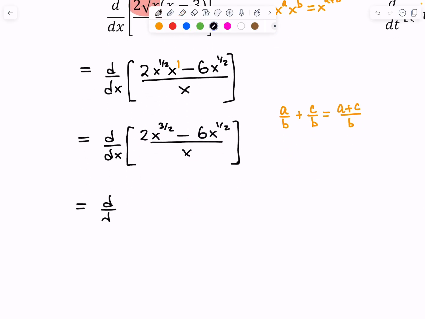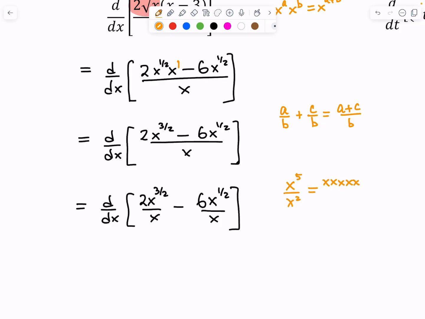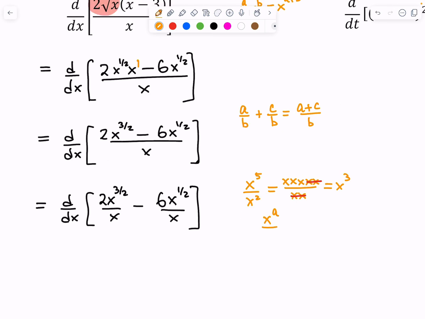So that gives me the derivative of 2x to the 3 halves over x, and then minus 6x to the 1/2 over x. Now another rule of exponents. If you have something like x to the 5th divided by x squared, it's like having 5 x's multiplied divided by 2 x's multiplied. You get cancellation of 2 of the x's and 2 of the x's, leaving x cubed. In other words, if you have x to the a divided by x to the b, you can combine this into a single power of x by doing a minus b.